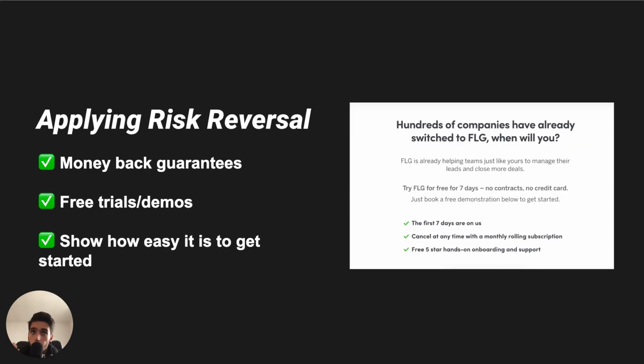Number 2 is applying risk reversal. So basically, you want to mention money back guarantees. You want to mention that there is a free trial without any contracts, without any credit card. Even though it seems like common sense, people might forget that, especially once they get a little bit anxious right before they're ready to convert. Those objections show up in their mind, and you need to remind them of how there's no risk, basically.